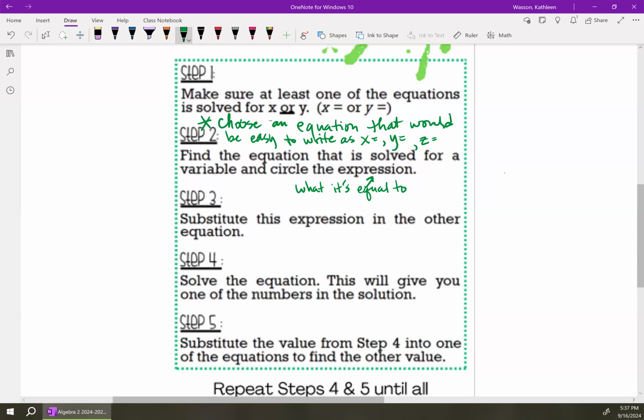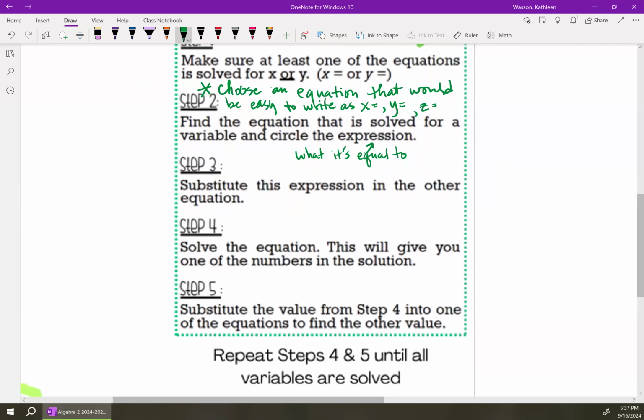Step 4, solve the equation. This will give you one of the numbers in the solution. Step 5, substitute the value from step 4 into one of the equations to find the other value. And repeat steps 4 and 5 until all the variables are solved.